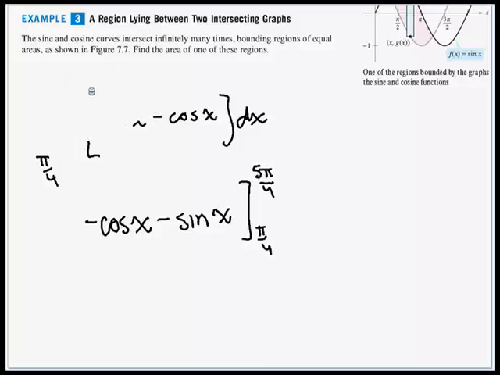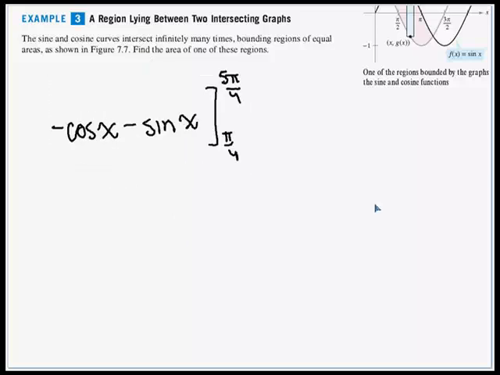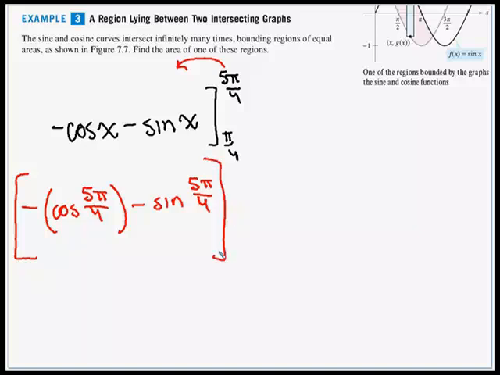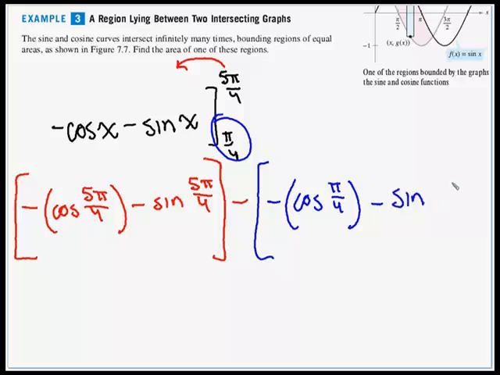So let's see here. We got to evaluate those limits. So first I'll do red. We're going to plug in the 5/4 pi. Negative cos of 5/4 pi minus the sine of 5/4 pi. And after we find that quantity, we're going to subtract the evaluation of the lower limit. Negative cos of 1/4 pi minus the sine of 1/4 pi.